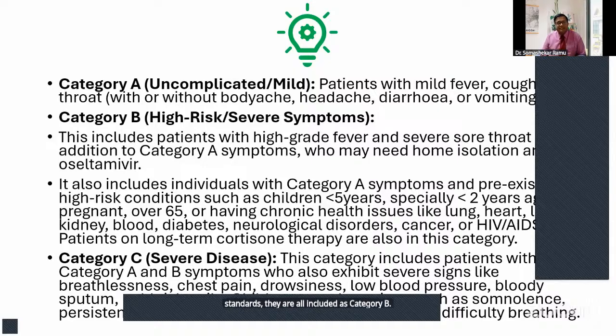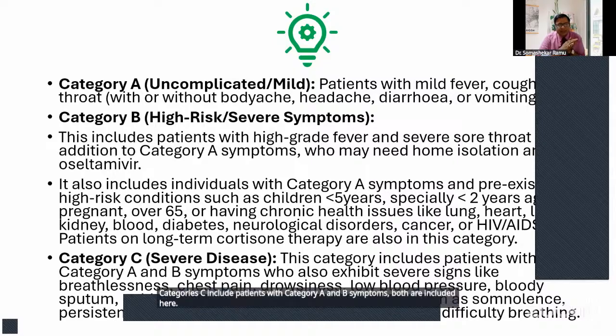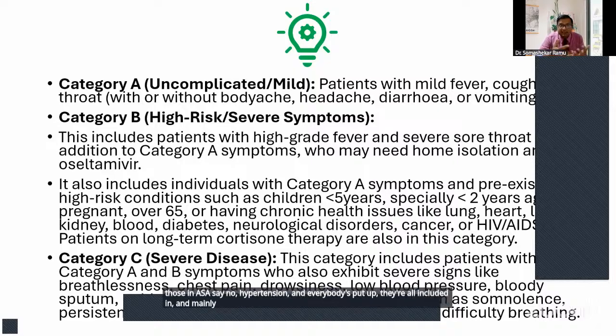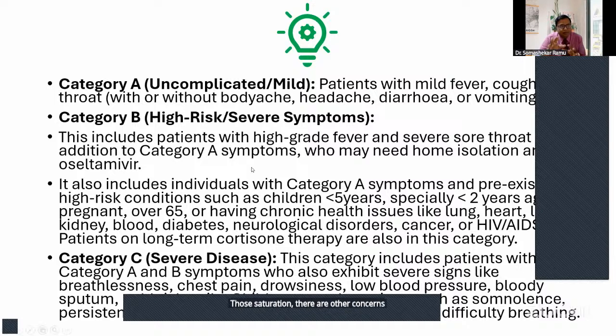Category C includes patients with both category A and B symptoms, who also exhibit acute symptoms like severe breathlessness, chest pain, drowsiness, hypotension, and bloody sputum. They are all included, and it is mainly taken as difficulty in breathing, low saturation. These are the concerns of category C. What I meant to say, category A is mild, maybe like any other illness.